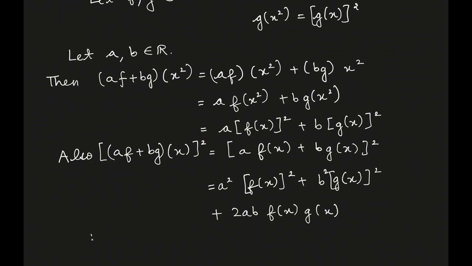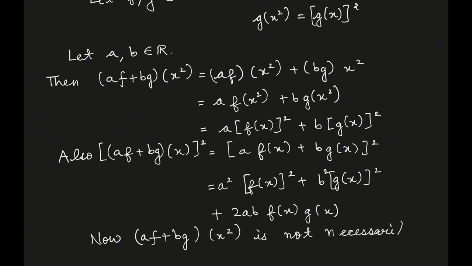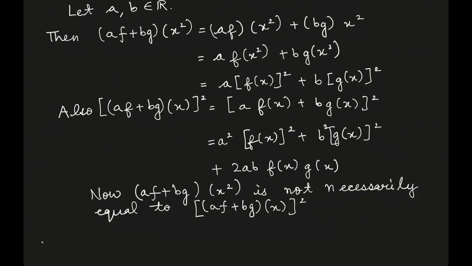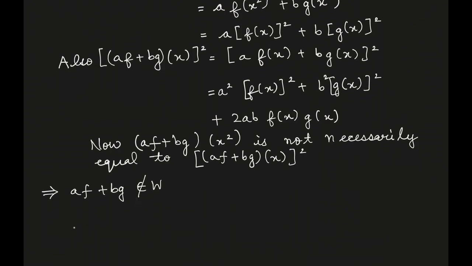Now (af plus bg)(x square) is not necessarily equal to ((af plus bg)(x)) square, which means that af plus bg is not a member of this W, so W is not a subspace of V.